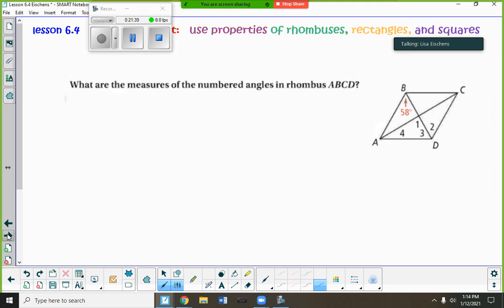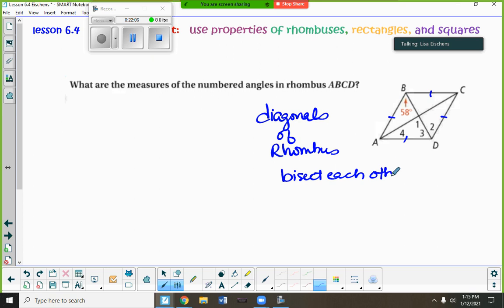What are the measures of the numbered angles in a rhombus? Now, first of all, guys, let's talk about the diagonals of a rhombus. So remember, if it's a rhombus, the big thing is all the sides are congruent. So the diagonals, they bisect each other because it's a parallelogram. They bisect the opposite angles, and they are perpendicular.